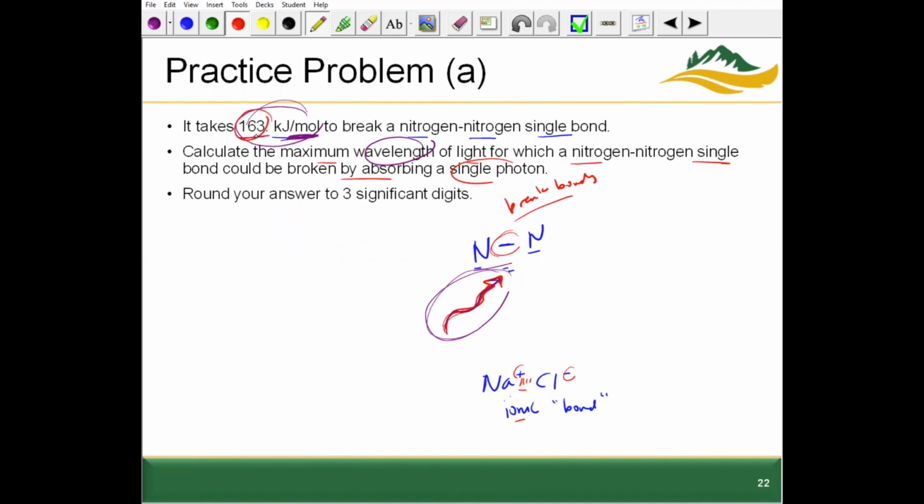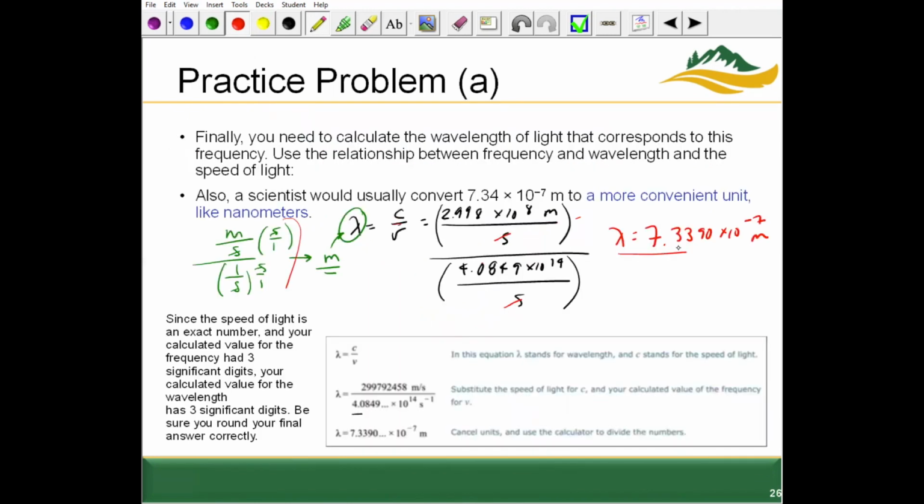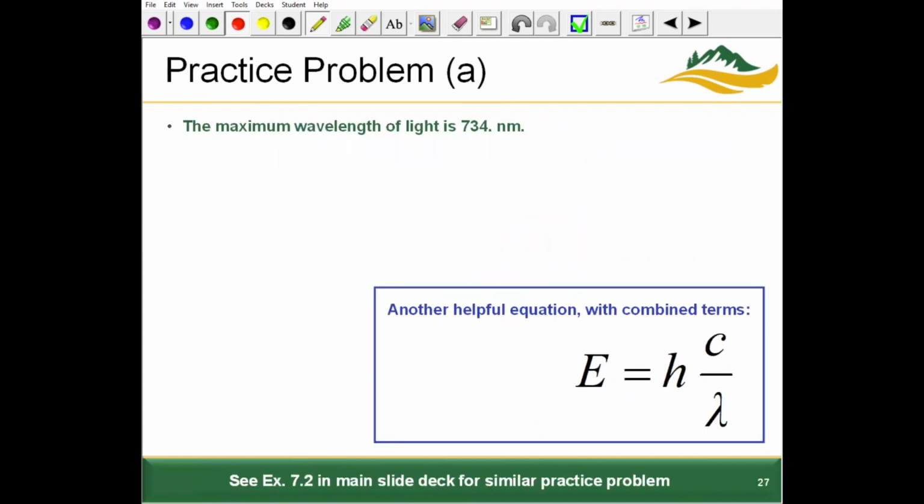So our final answer should have 3 sig figs in it. So 7.34 times 10 to the negative 7th meters. Because we're going to need the meter to nanometer conversion a decent amount in Chapter 7, let's review this unit conversion.